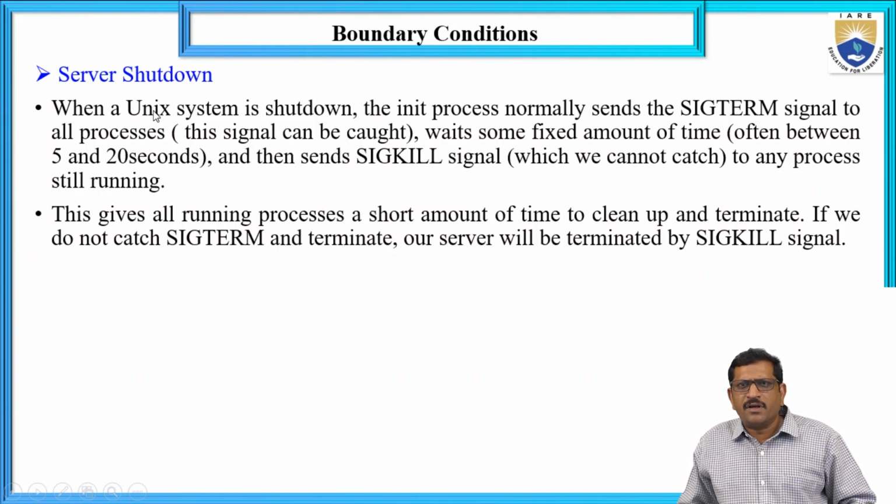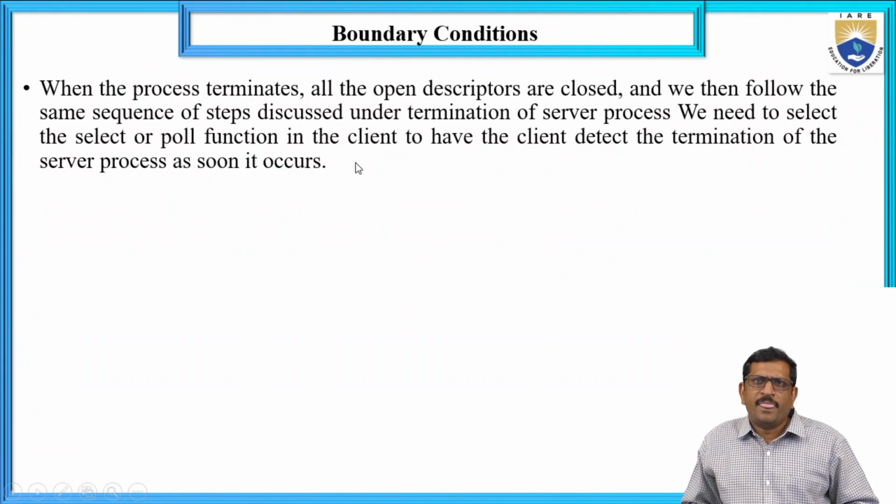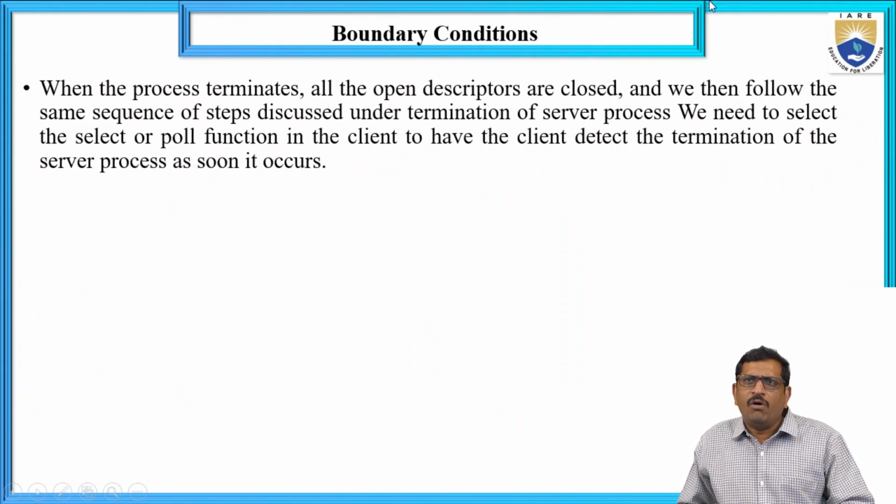So the running processes get a short amount of time to clean up and terminate. If you don't catch SIGTERM and terminate, our server will be terminated by the SIGKILL signal. When the process terminates, all the open descriptors are closed, and we then follow the same sequence of steps. It will be discussed under the termination of the server process.